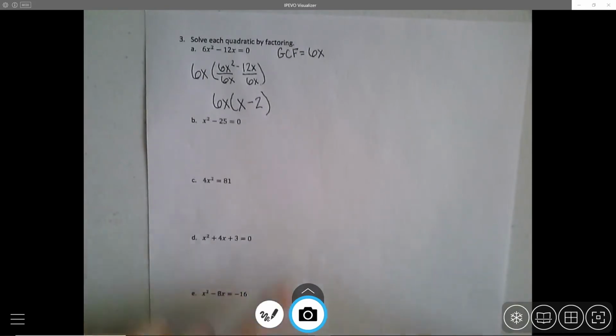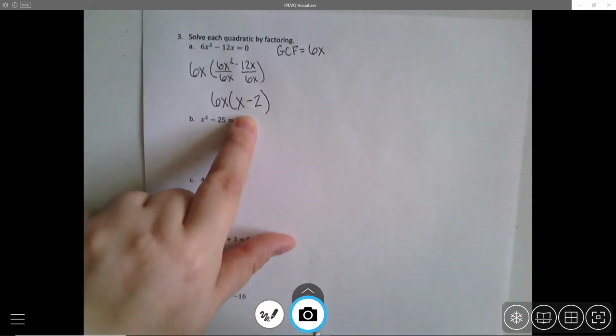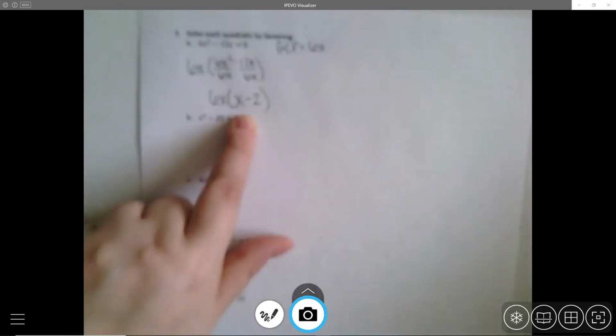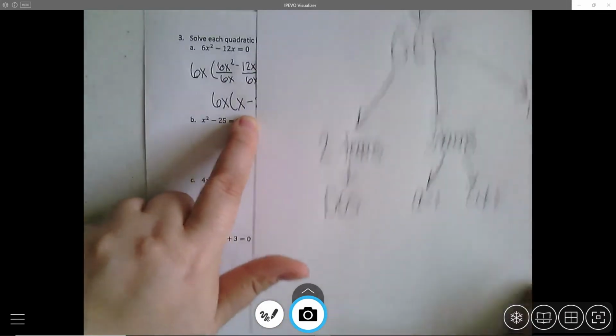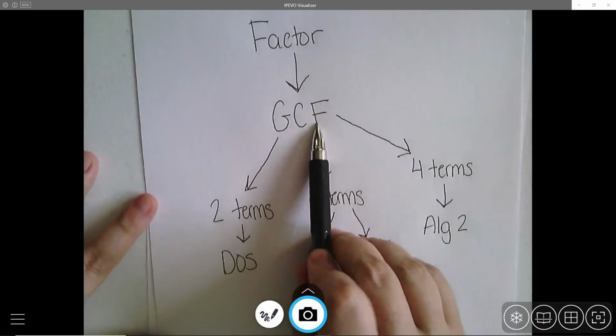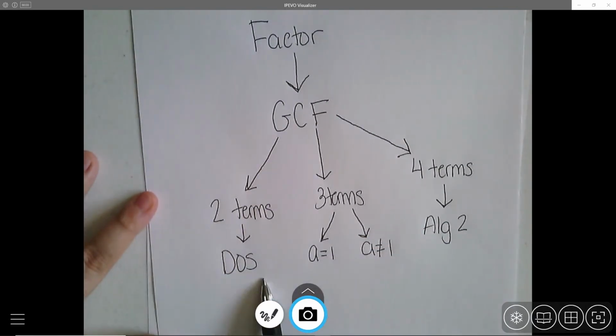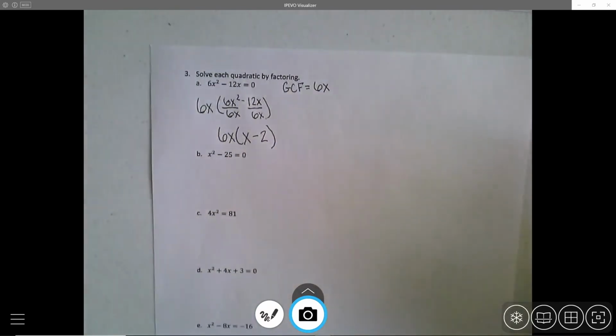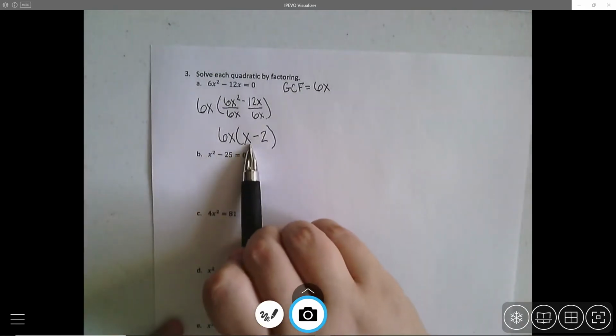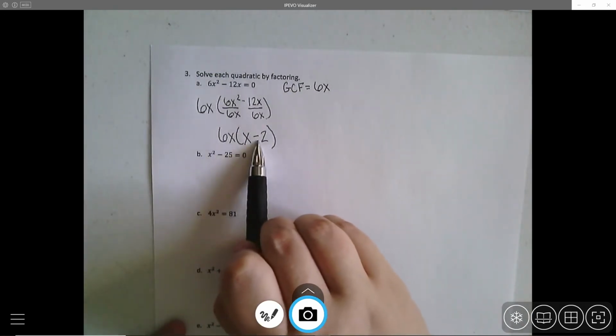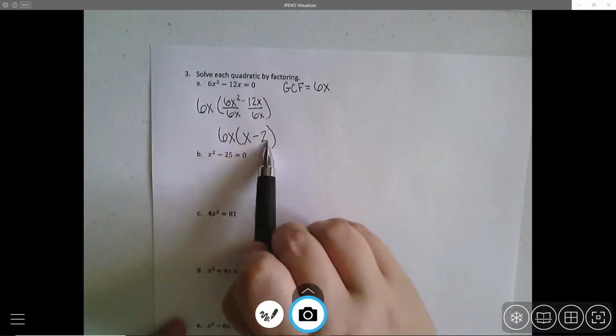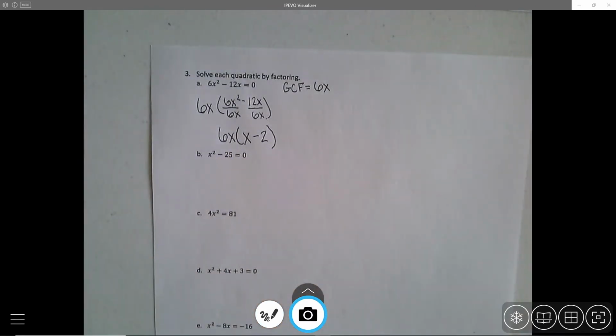Once you take out your GCF, think about what's inside of the parentheses. Inside of the parentheses is 2 terms. So if I look back here, I have GCF, it has 2 terms. Check to see, is this a difference of squares? Well, my answer is no. This is not a difference of squares. Even though there's a minus in between, I can't take the square root of these 2 terms. So if it's not one of that, you're done with your factoring. I've done all that I can.